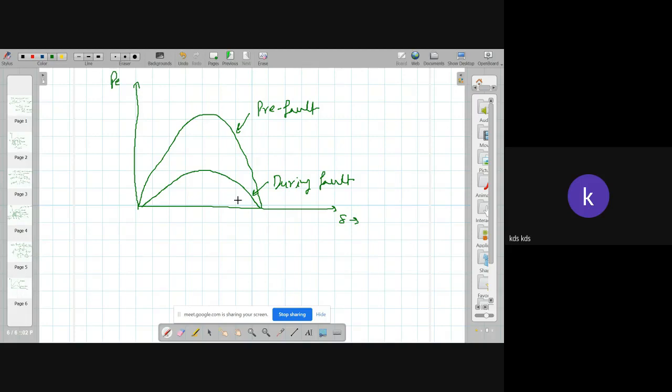So it depends upon the location of the fault point whether the system will remain stable or become unstable. It depends upon the location, the type, and the speed of the circuit breaker, that is, how fast the circuit breaker is able to clear the fault. These points improve the stability of the power system.